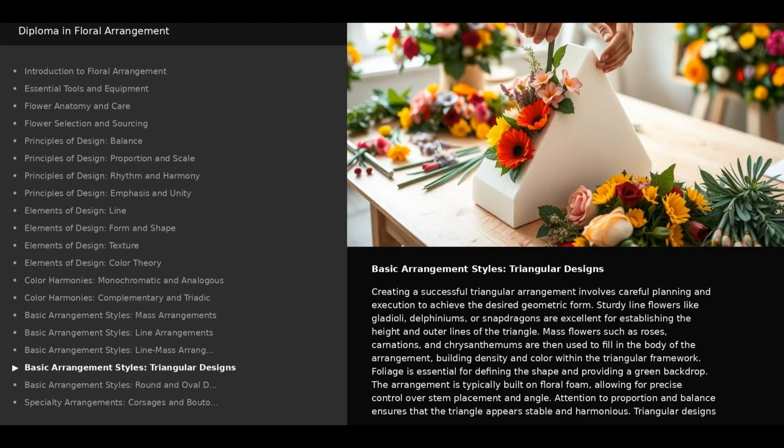Creating a successful triangular arrangement involves careful planning and execution to achieve the desired geometric form. Sturdy line flowers like gladioli, delphiniums, or snapdragons are excellent for establishing the height and outer lines of the triangle. Mass flowers such as roses, carnations, and chrysanthemums are then used to fill in the body of the arrangement, building density and color within the triangular framework. Foliage is essential for defining the shape and providing a green backdrop.